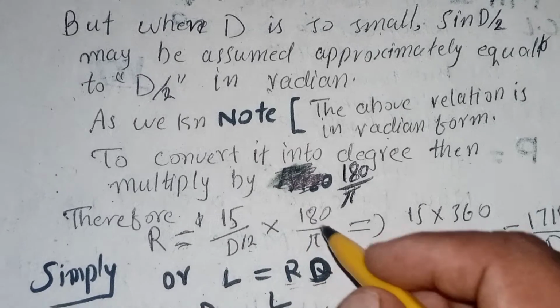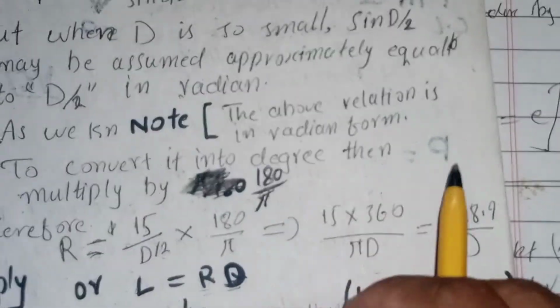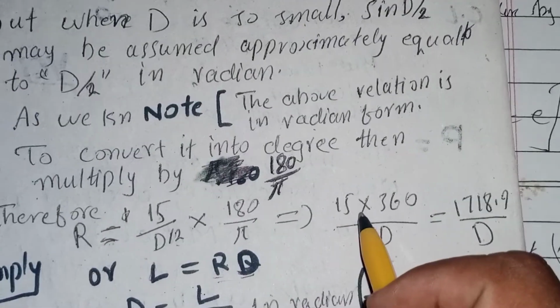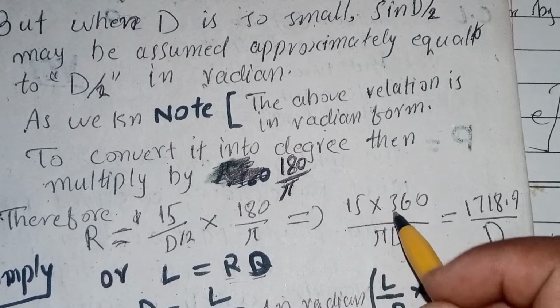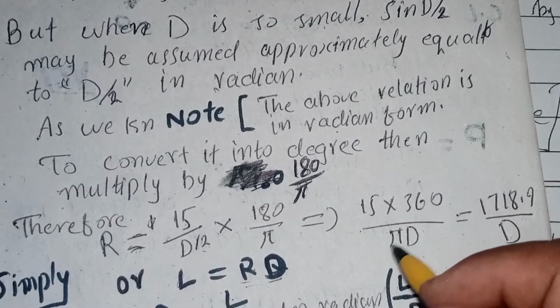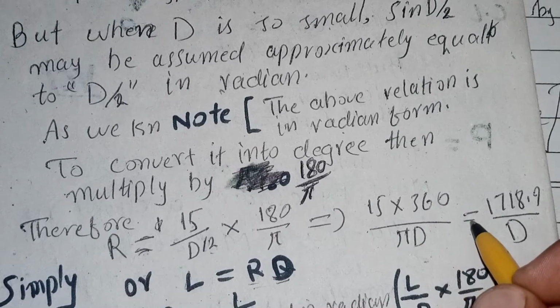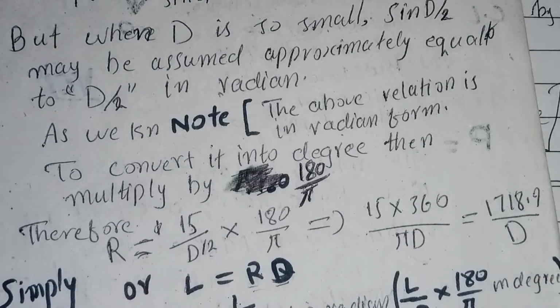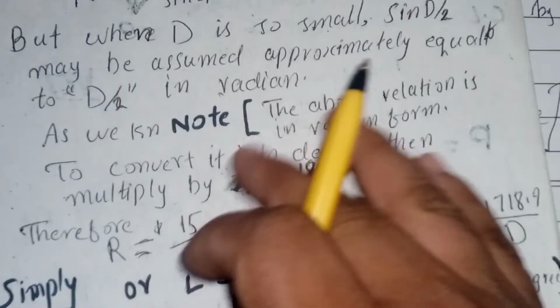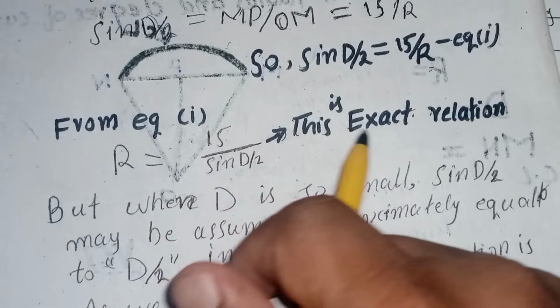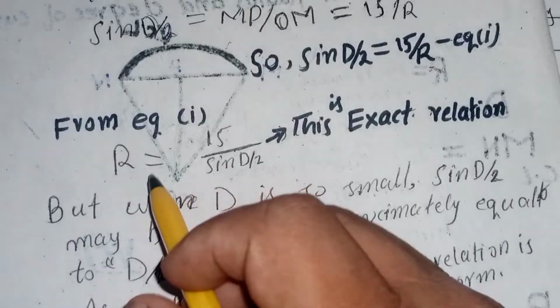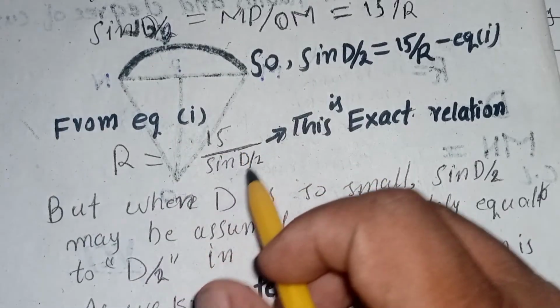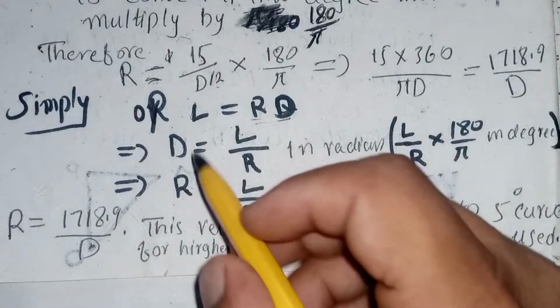So 2 multiplied by 180 is equal to 360. So we have written here 15 multiplied by 360 divided by pi D, which is equal to 1718.9 divided by D. So this is the simple relation which is used for direct calculation, but for a higher degree curve we use the exact relation, R is equal to 15 divided by sine D by 2.